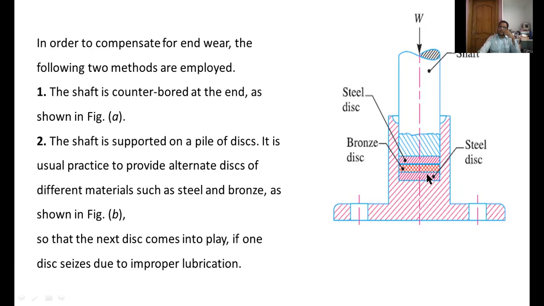Here, in total, we are using three discs. Two are steel discs and the middle one is a bronze disc. These discs are used to minimize wearing, so that the next disc comes into play if one disc seizes due to improper lubrication.